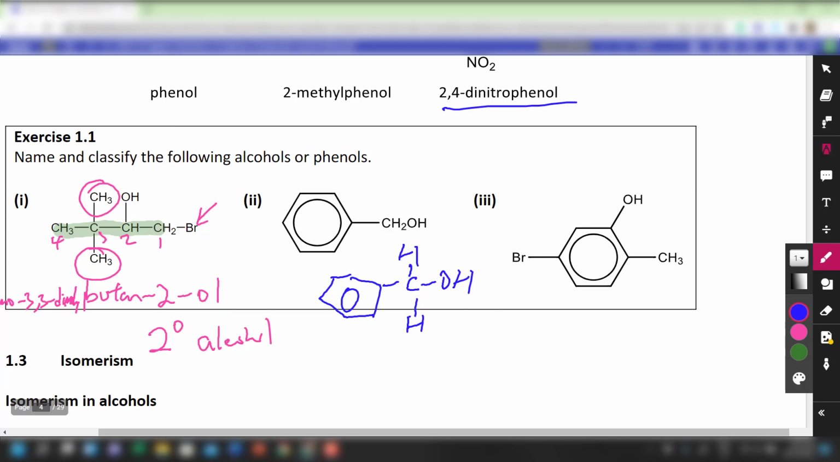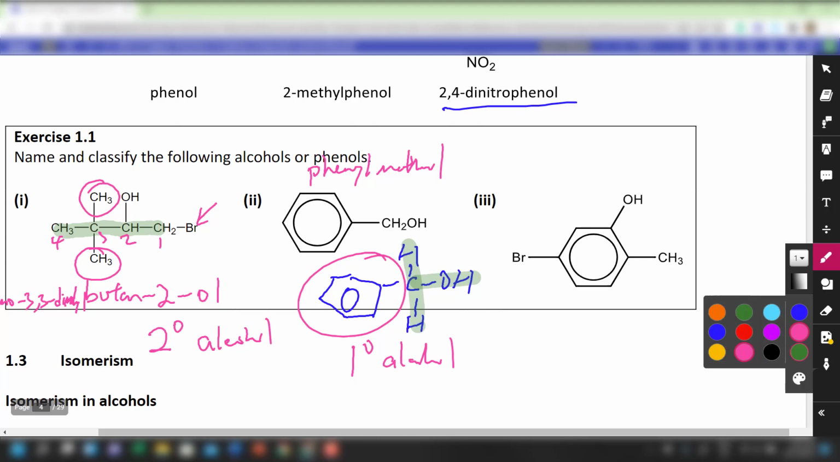So in that case, one of the H of methanol is being substituted with a phenol group. So with that, we will call this phenol methanol. And because there's only one alkyl group, we will classify this as a primary alcohol. Then next we will move on to phenol.